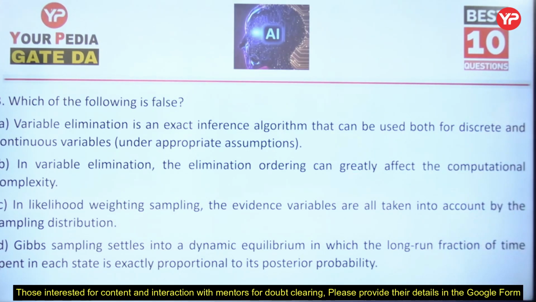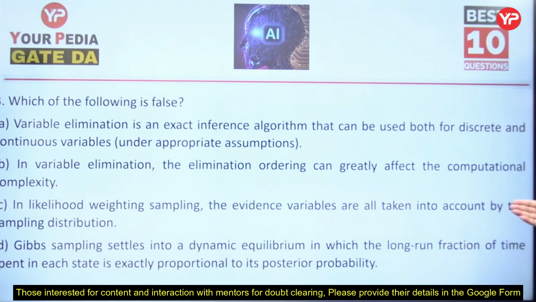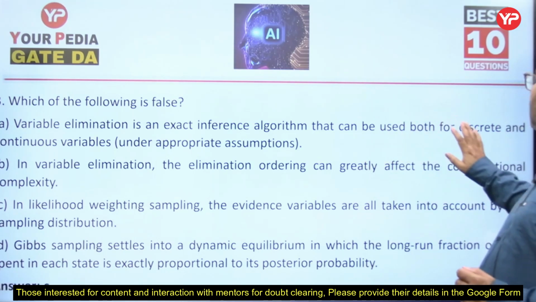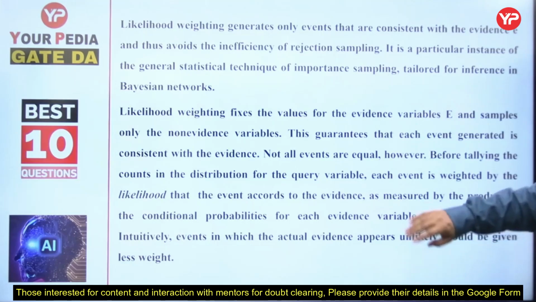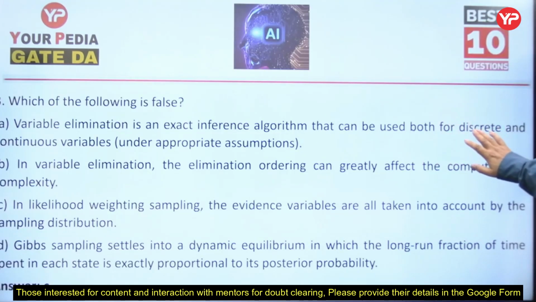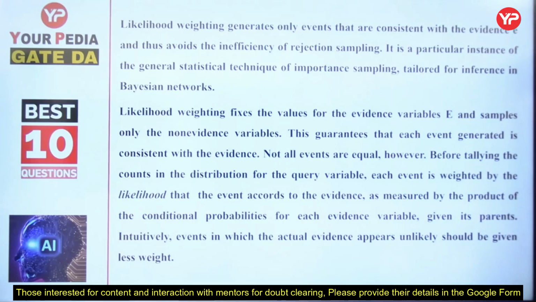Those variables are considered. And D: Gibbs sampling settles into a dynamic equilibrium in which the long run fraction of time spent in each state is exactly proportional to its posterior probability. Very true. So C is false. C is the wrong statement. So it's our choice here. Answer is C. So how does likelihood weighting work?